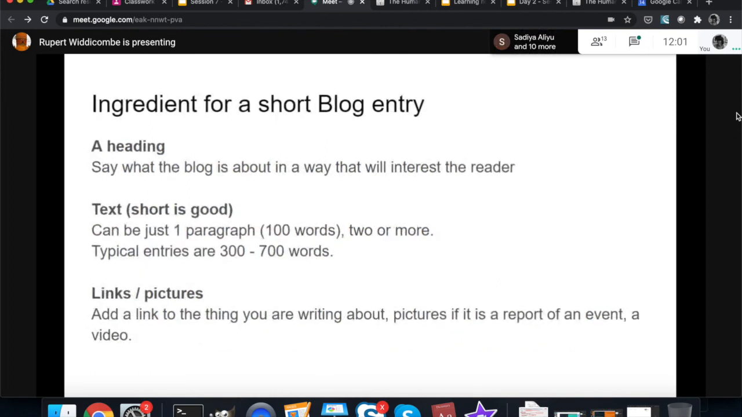Okay, so here are the ingredients. It says "ingredient", that's a spelling mistake. Ingredients for a short blog entry. Usually you want a heading, a little headline that says what the blog is about in a way that will interest the reader. In terms of length, short is good. It can be a paragraph, two paragraphs, three paragraphs. Typical blog entries where they are mainly something new that you're presenting are about 300 to 700 words. It's good to add links to the things you're writing about or for more information, pictures if you have them, videos if you have them.